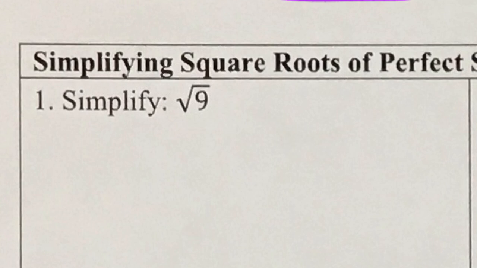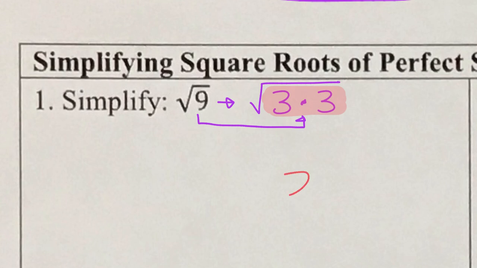So what we're going to do is write this as the square root of 3 times 3. We're going to break your number into its products, into its factors. And anytime we have a factor pair, that pair will contribute one number to come outside of your radical. So both of these together contribute one number to come outside of your radical. So the square root of 9 is 3.